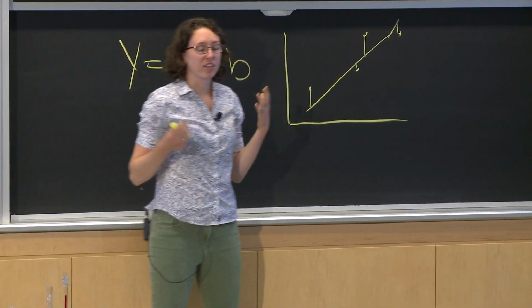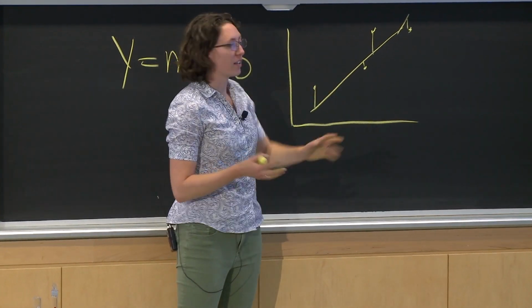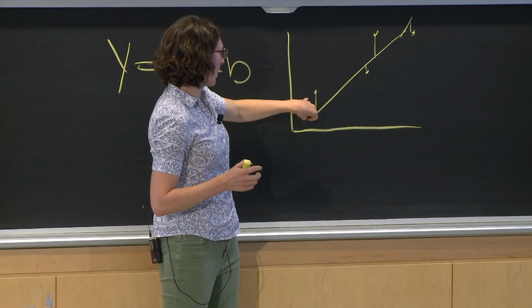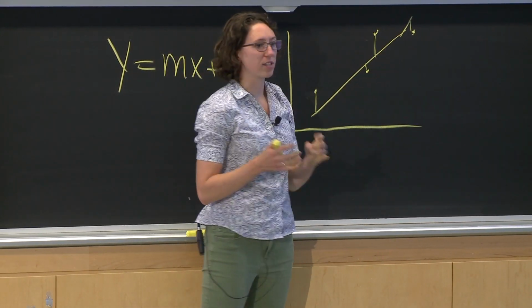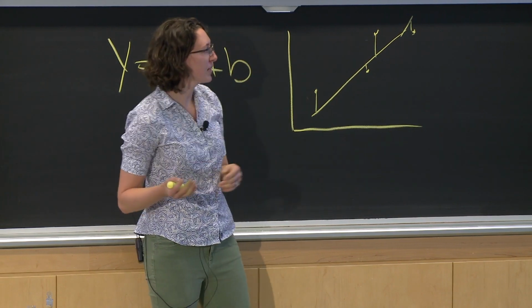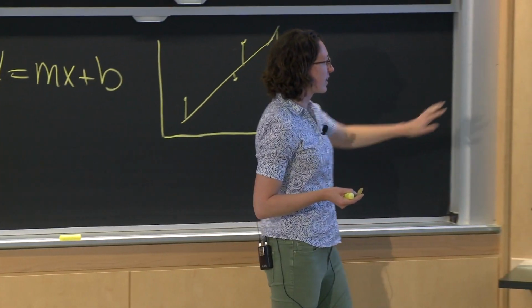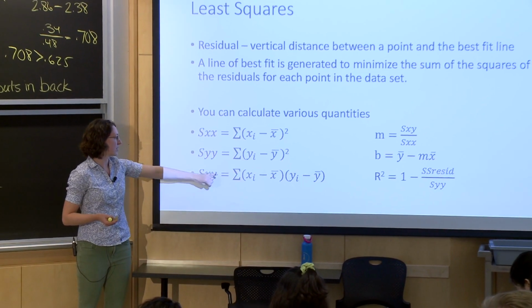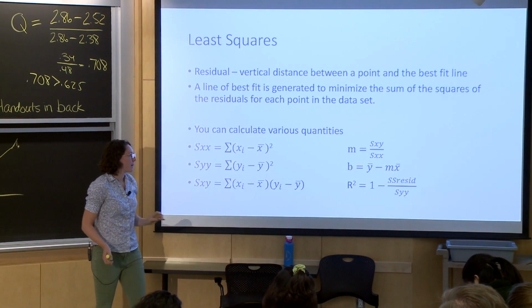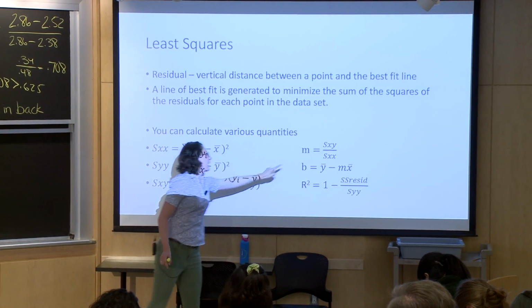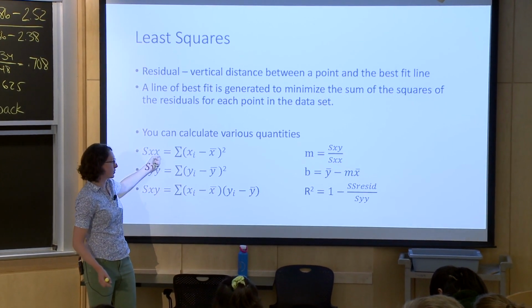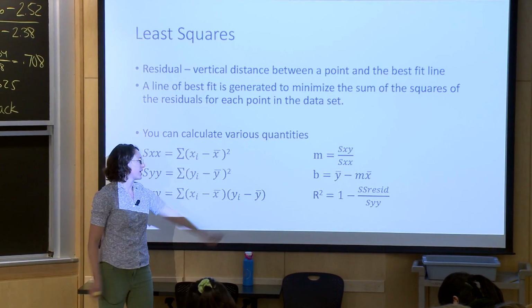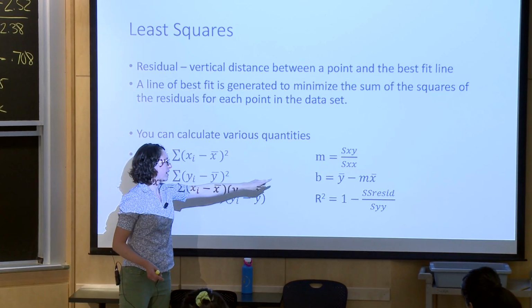The way that the line of best fit is generated in the least squares method is they take the square of all of these residual values and try to minimize it. And so you can calculate various quantities. If you take all of the x values, subtract them from the average x and square them, you'll get the SXX. You can do the same thing with the y values, and then the x and the y values. The slope of the line is this value over this one. To get the y-intercept, you take the average y, subtract from it the slope times the average x.